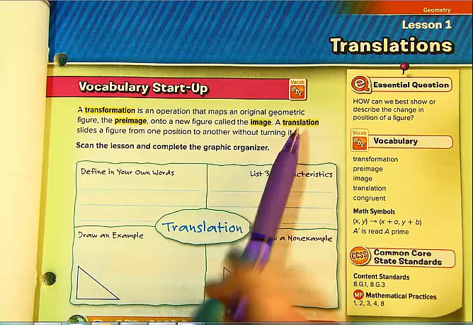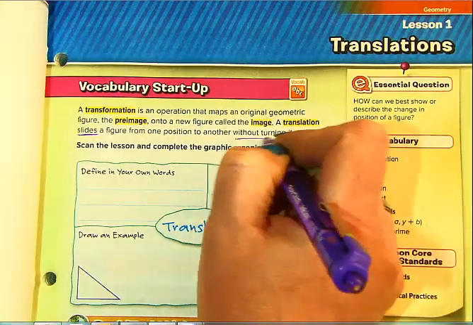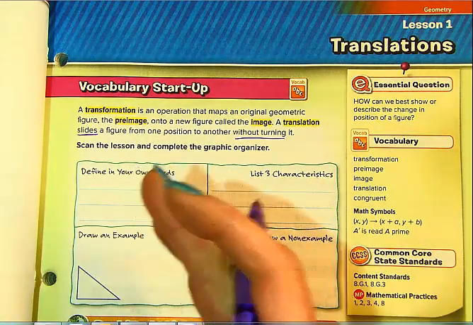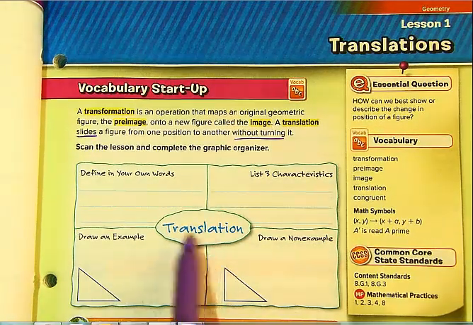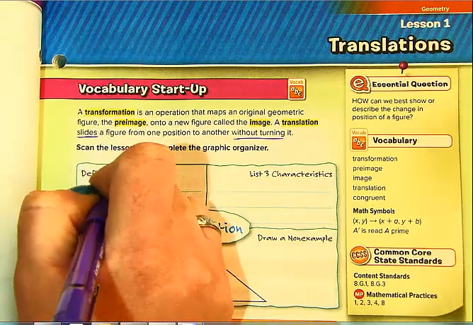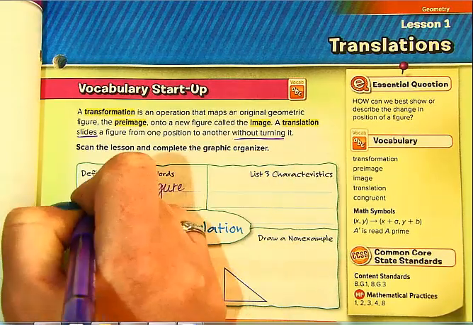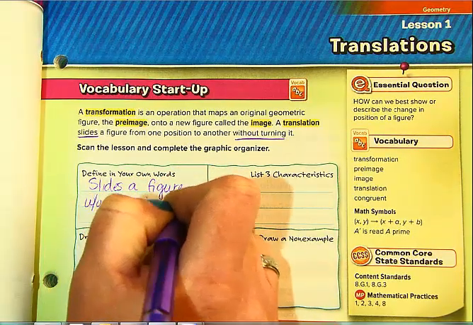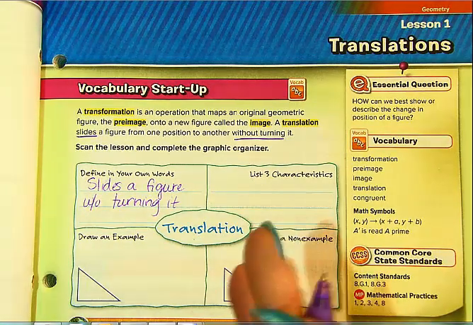Specifically, a translation slides a figure from one position to the other without turning it. It's not going to turn the shape, it's just going to move it from one position to another position without changing which direction it faces. So a translation, if I wanted to define that in my own words, I could put it slides a figure without turning it. It's going to face the same direction that it faced originally. It's just going to be slid from one position to another.